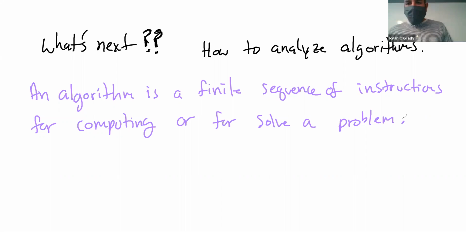All right, so how do we do this? How do we analyze algorithms? So let's sort of set the stage for this.